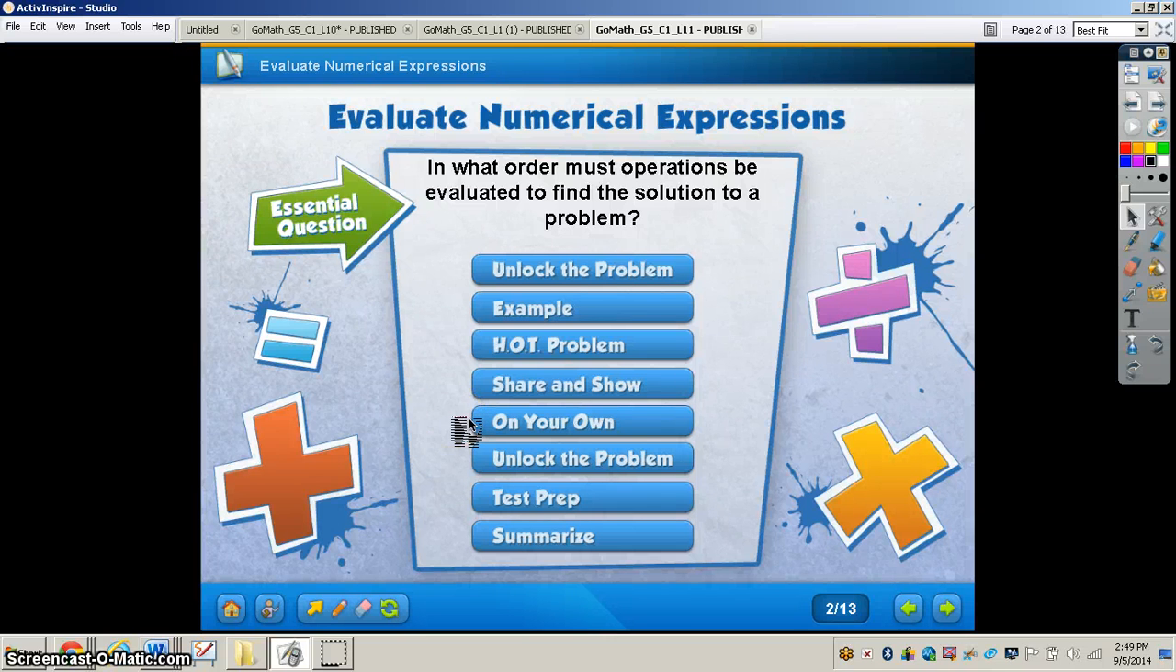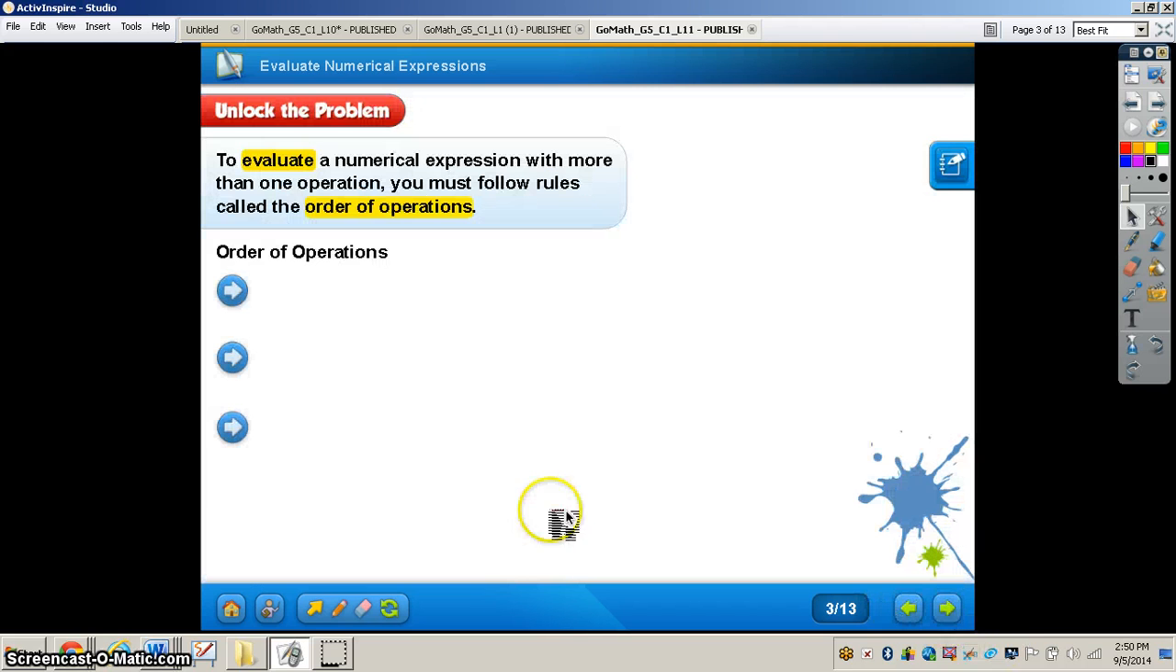In this video, we're going to be taking a look at evaluating numerical expressions. You're going to need your Go Math book turned to page 47, your math journal, and a pencil. In your math journal, I want you to write down the essential question, which is, in what order must operations be evaluated to find the solution to a problem? Now, let's take a look at page 47.